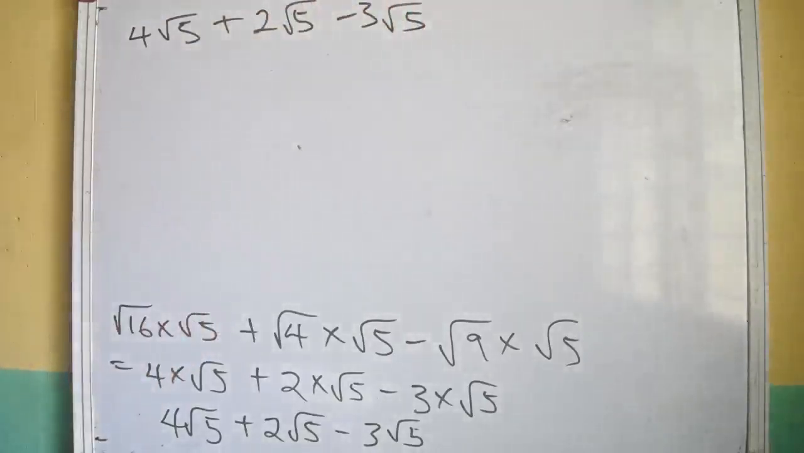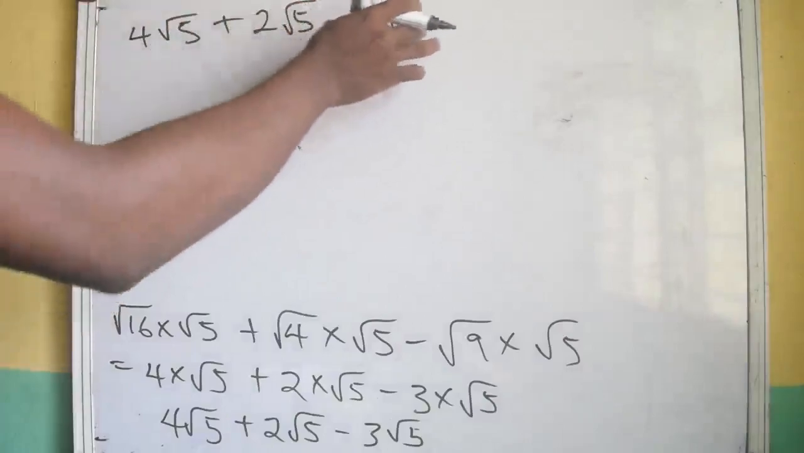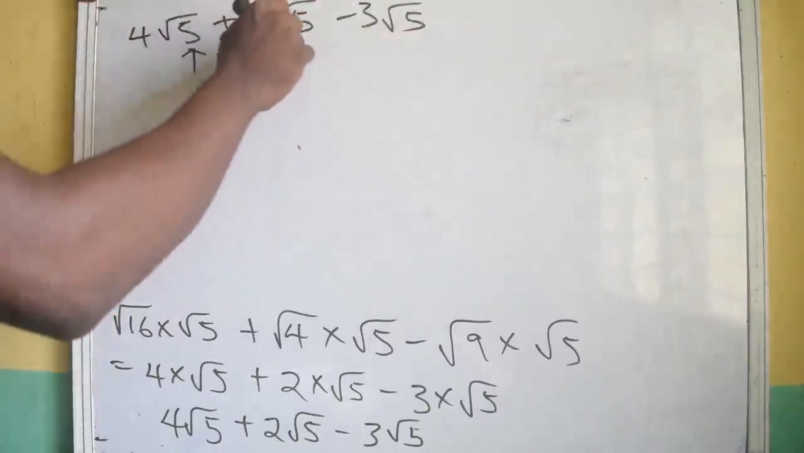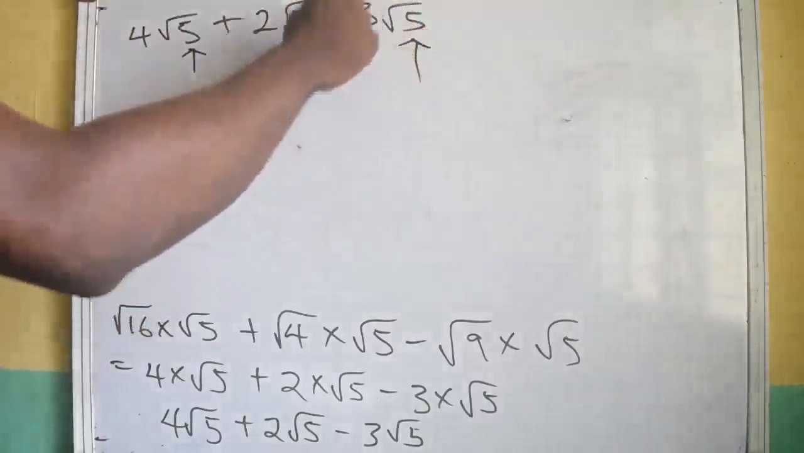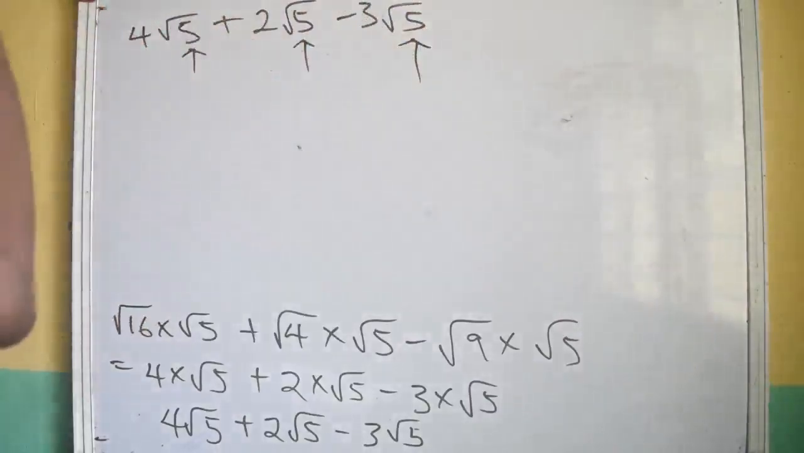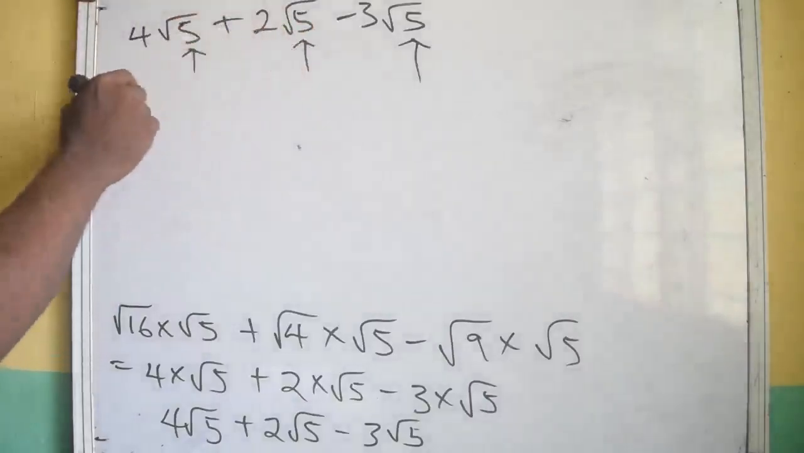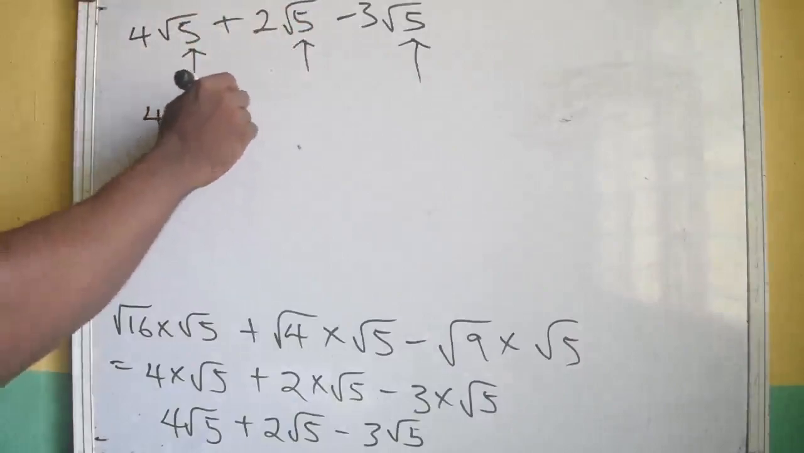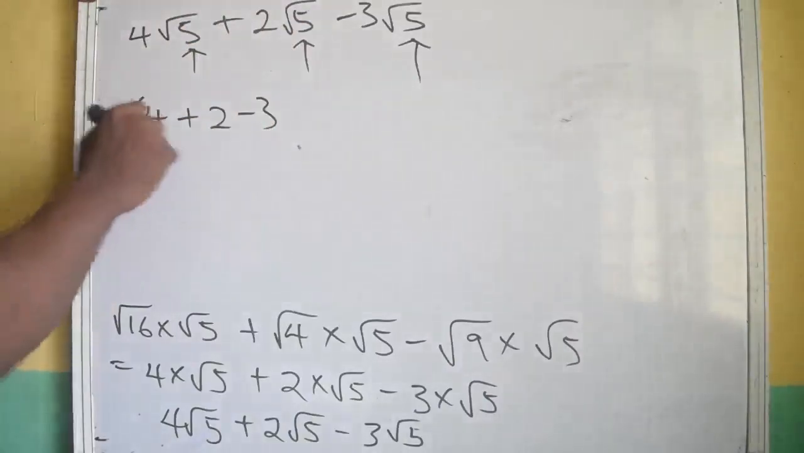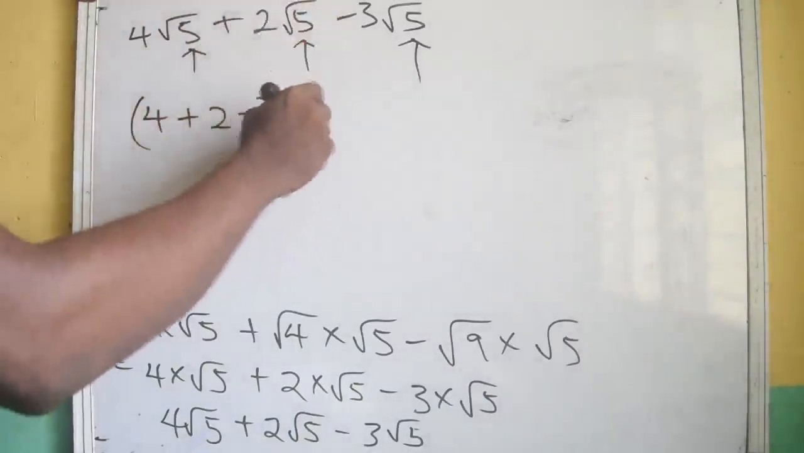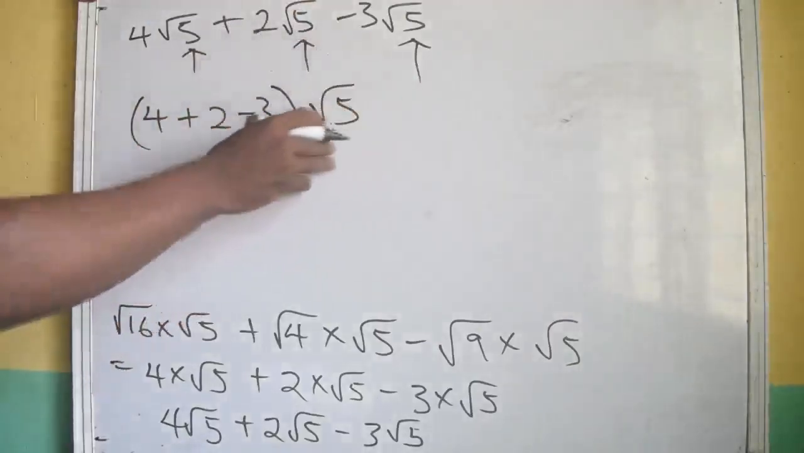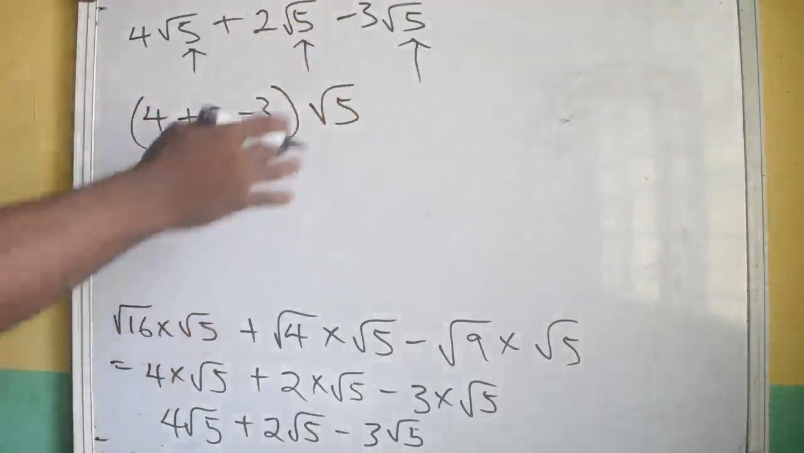So here we are going to factorize. But if you don't want to factorize, let us pretend as if we are not seeing this root 5, because the root 5 is what we're supposed to factorize or factor out. So if you're not seeing it, you're only seeing 4 plus 2 minus 3. So let us separate it with brackets and put this there. We have to bring this guy. That's the essence of factorizing.